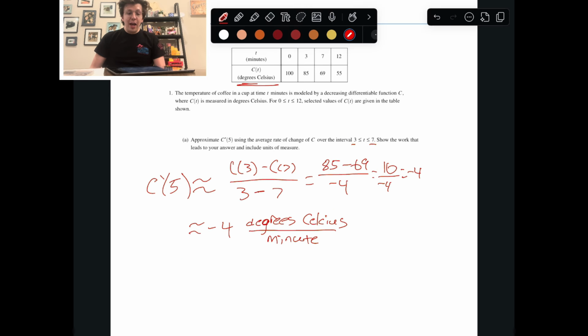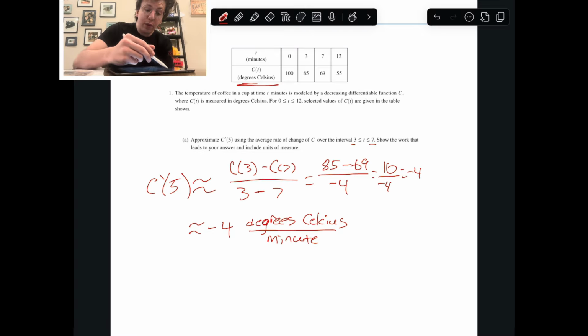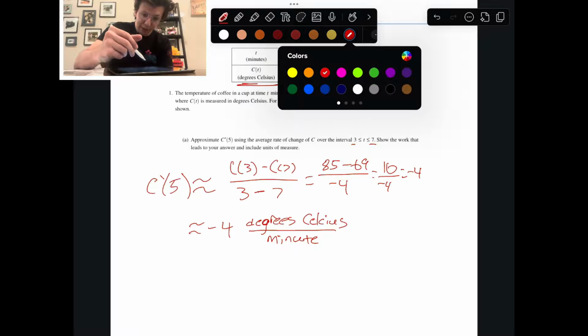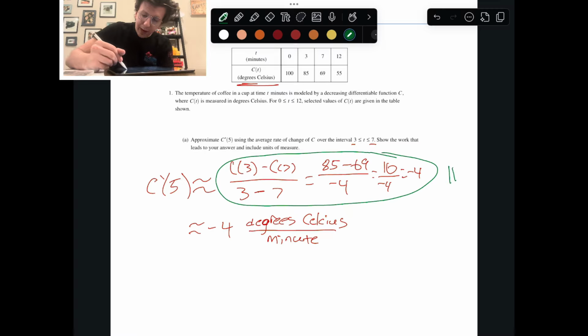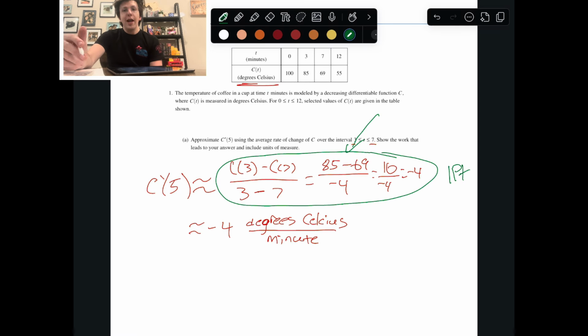Let's now talk about how the AP graders graded this FRQ. The first point was given if you had the correct estimate and work shown for part A. So if you had all of this analysis here, you could have stopped right here at 85 minus 69 over -4. They would give you a point there, but you needed that whole setup. You also got a point for the correct units, degrees Celsius per minute. Okay, so that is for part A.